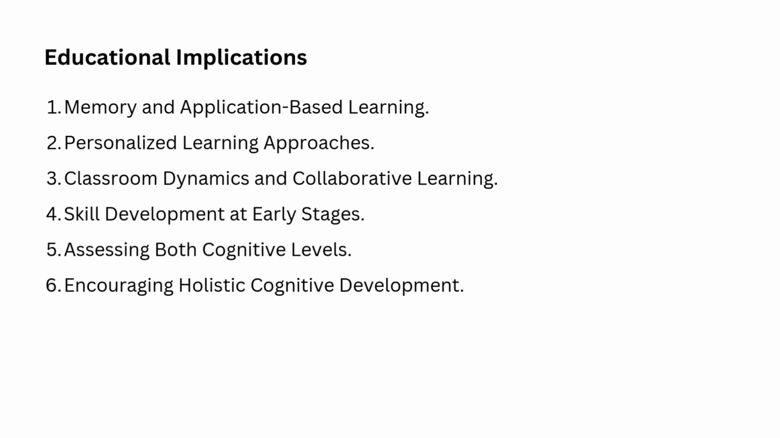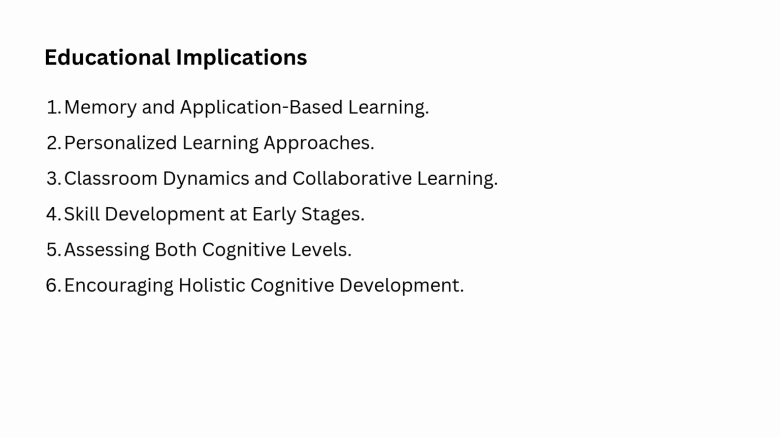Point number 5. Assessing both cognitive levels. Traditional tests often focus on level 1, which is memorization of facts. However, Jensen's theory shows that it's equally important to assess students' level 2 abilities, like their critical thinking and reasoning. For example, in addition to multiple choice questions, which is level 1, a history exam could also ask students to analyze the causes and consequences of a particular event, which is level 2.